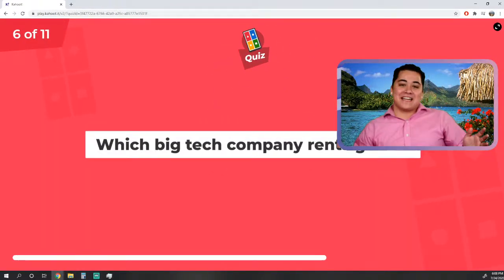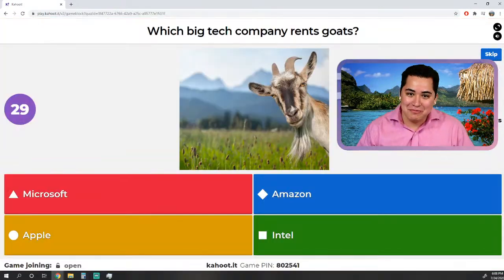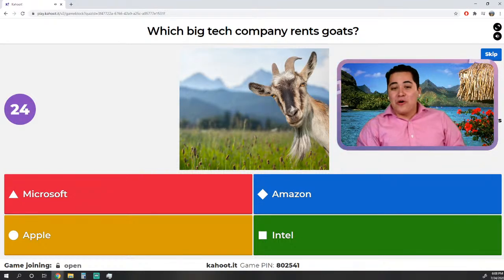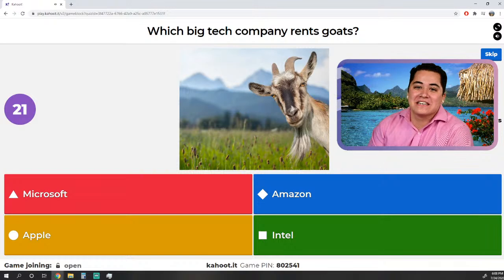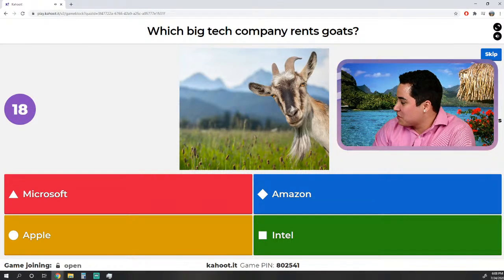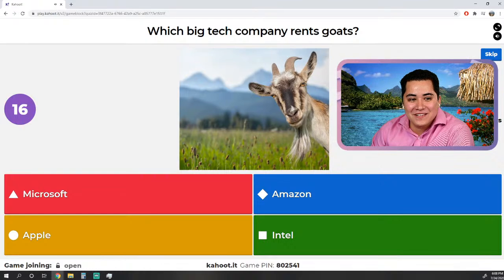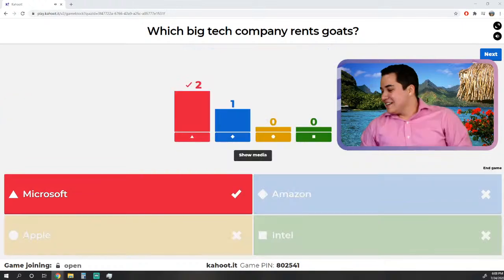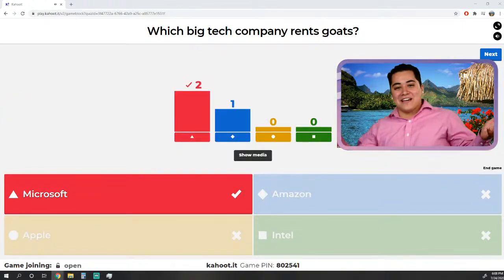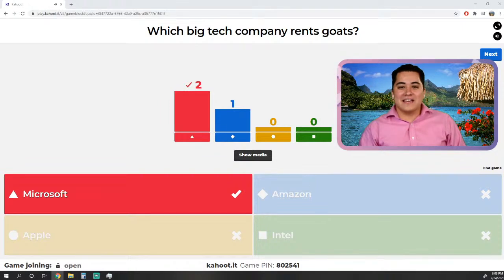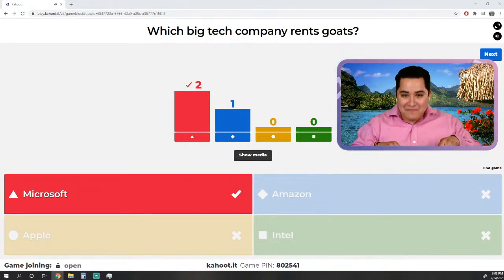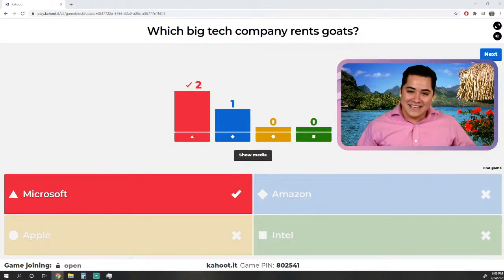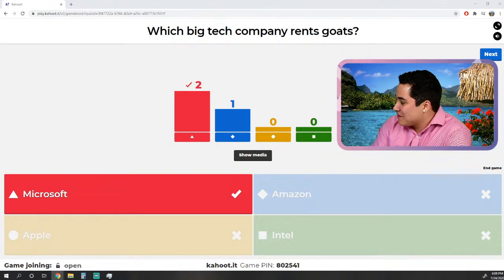Which big tech company rents goats? And I'll explain that a little later. Is it Microsoft? Is it Amazon? Is it Apple? Or is it Intel? They rent goats from an actual goat renter. That's a thing. The answer is Microsoft. Now, why do they do this? Instead of physically cutting some of the land that they have, they just rent goats and they eat the grass. So there you go. Good job, Microsoft.